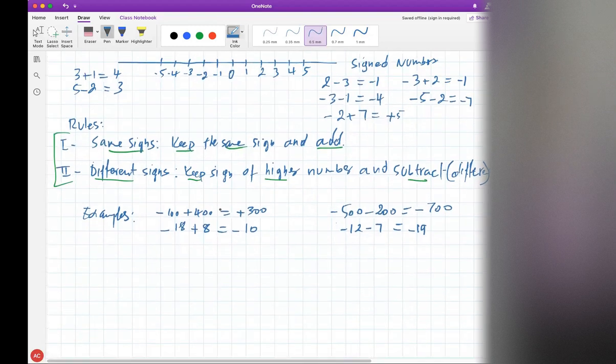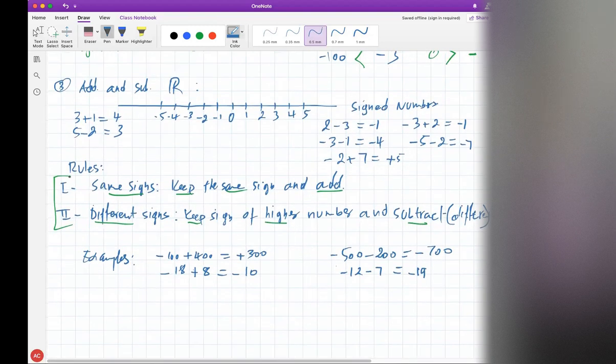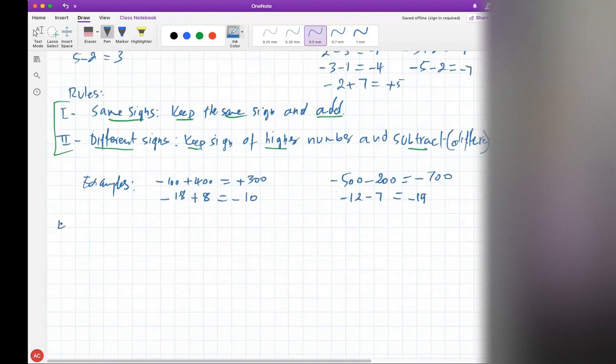Okay, so now let's move on to the other 2. So these are the 2 for addition and subtraction. For multiplication and division, we have also 2 rules that are a little different. They're actually easier than these. You can easily do those operations compared to addition and subtraction.